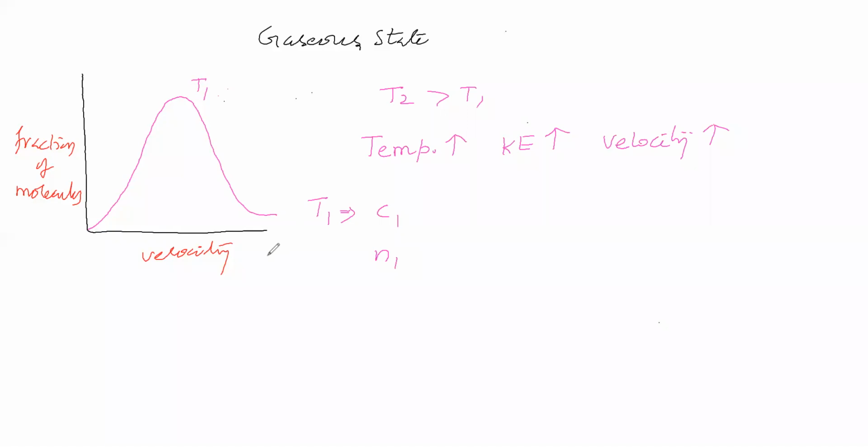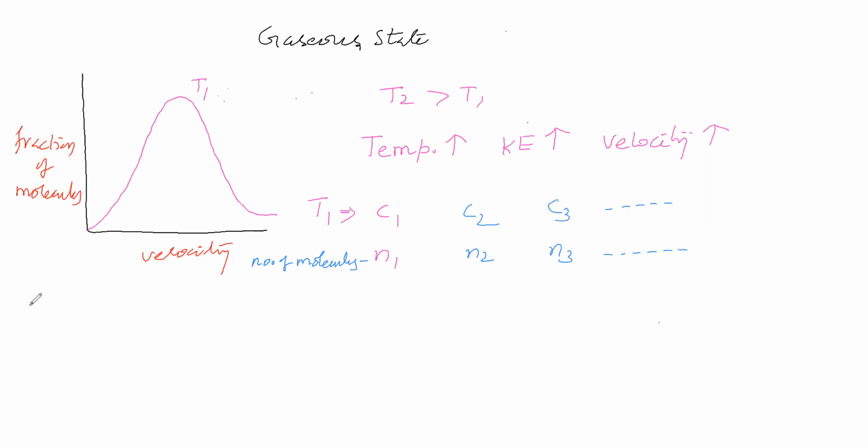It is a number of molecules, the number of molecules having so-and-so velocity. N1 molecules have C1 velocity, N2 molecules have C2 velocity, N3 molecules have C3 velocity, and so on like this.